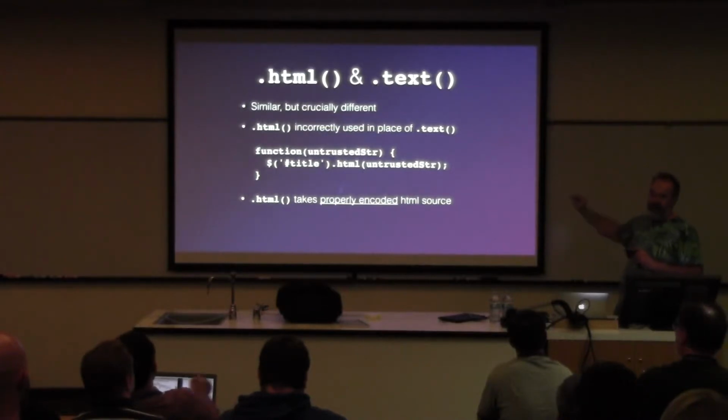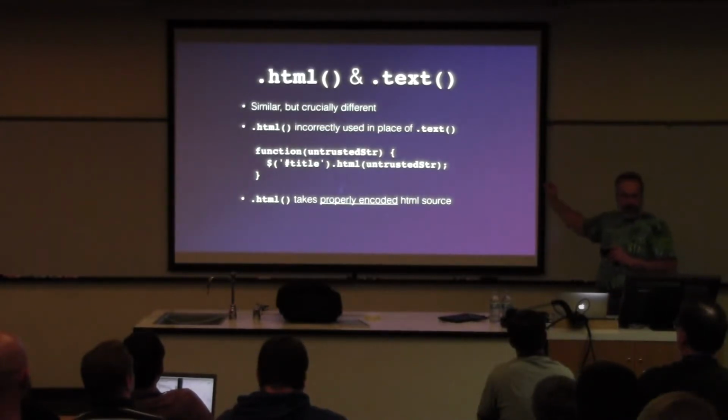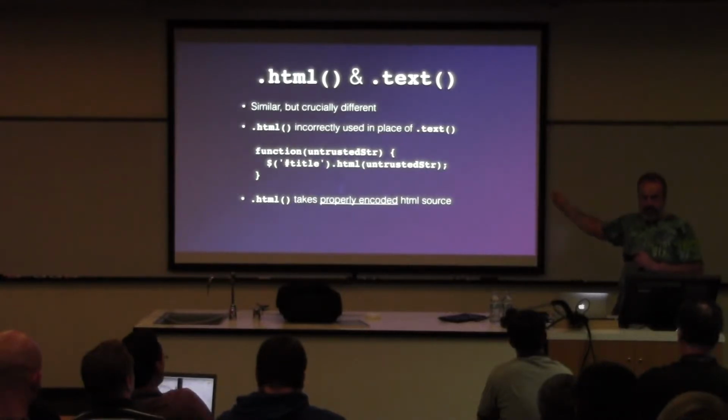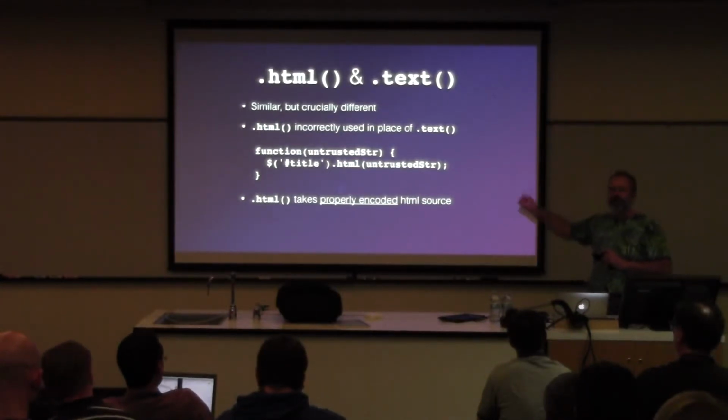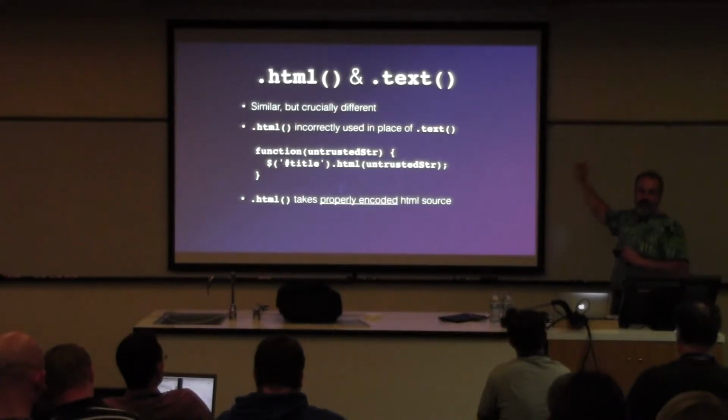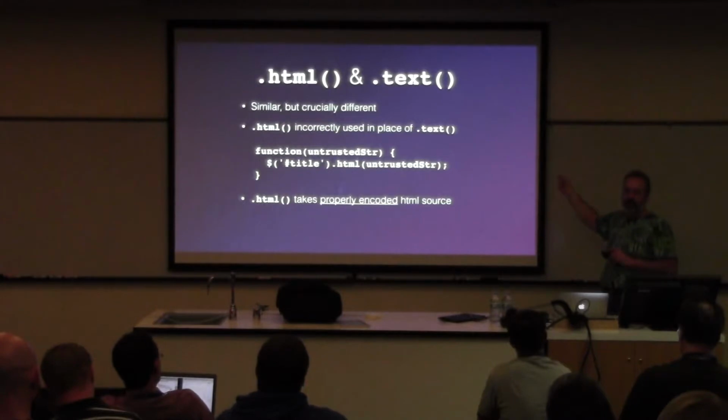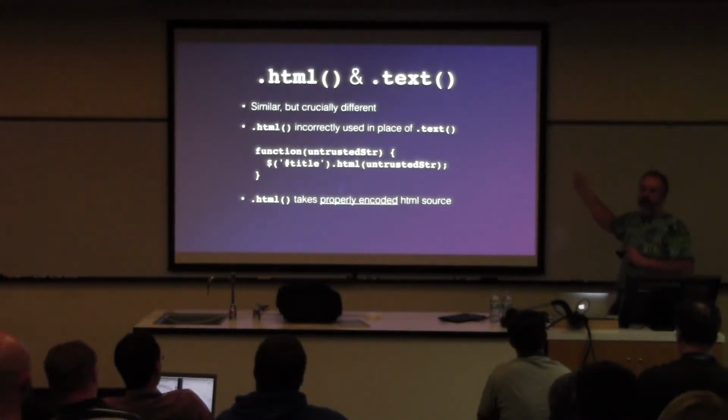The important distinction is that the parameter you pass to HTML is HTML source. It's properly encoded source. It has entities for ampersands and less thans and greater thans. And that's not true of the parameter to text. The parameter to text is text. It's a string. It's not encoded. And jQuery and the browser are going to encode it for you.